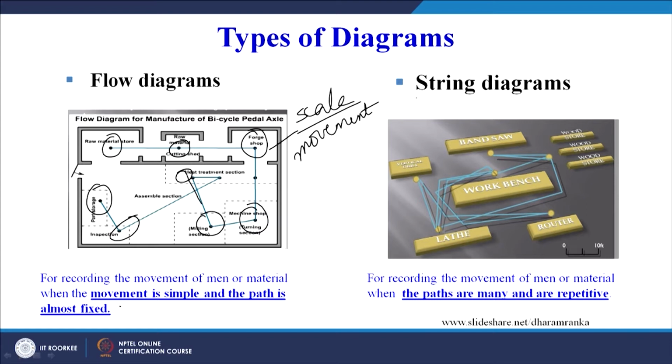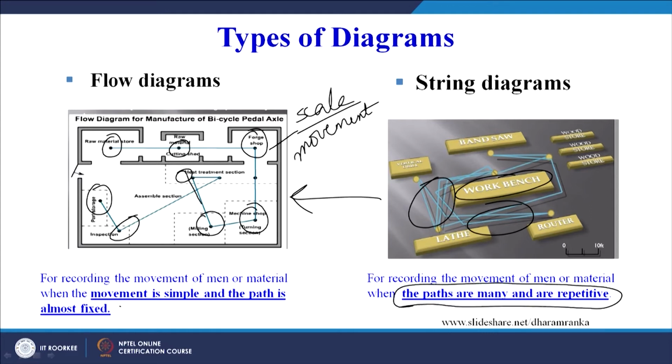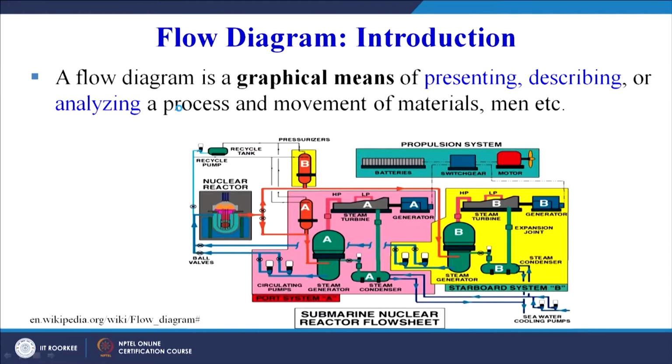Then string diagrams can also be drawn. This is a workbench, a central workbench you can see, and then different movements are depicted by these lines. So it is slightly complicated as compared to the flow diagram. You can see, for recording the movement of man and material when the paths are many and repetitive, for a large number of paths and repetitive paths, we will make use of the string diagram. String diagrams we will cover maybe in one of the subsequent sessions. Today our target is the flow diagram. So let us see the flow diagram in detail.